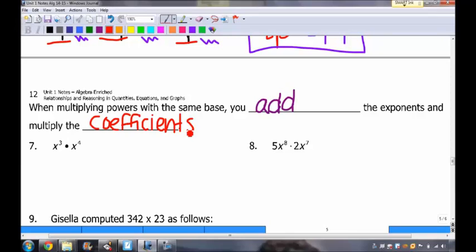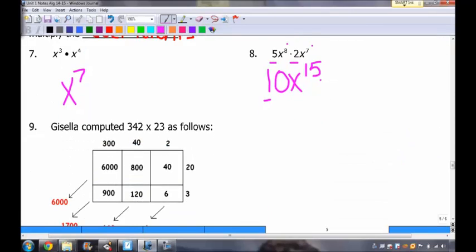Okay, in number 7, you should get x to the 7th power because 3 plus 4 is 7, okay? And then in number 8, you should get 10x to the 15th power because 5 times 2 is 10, and then 8 plus 7 is 15, okay? Now let's look at number 9.